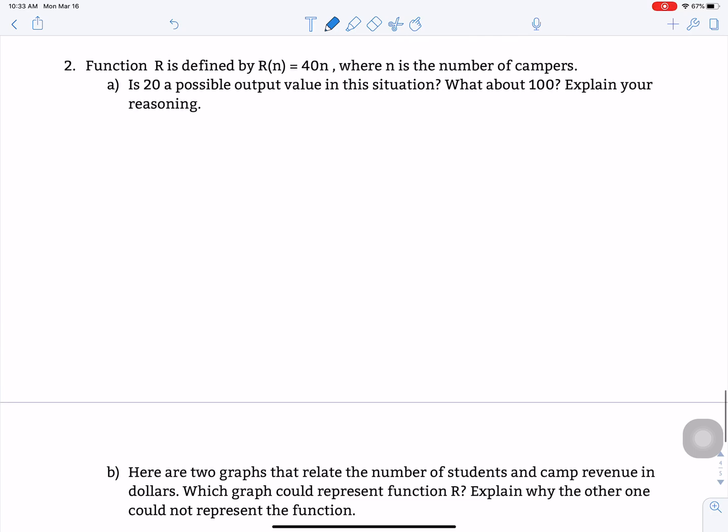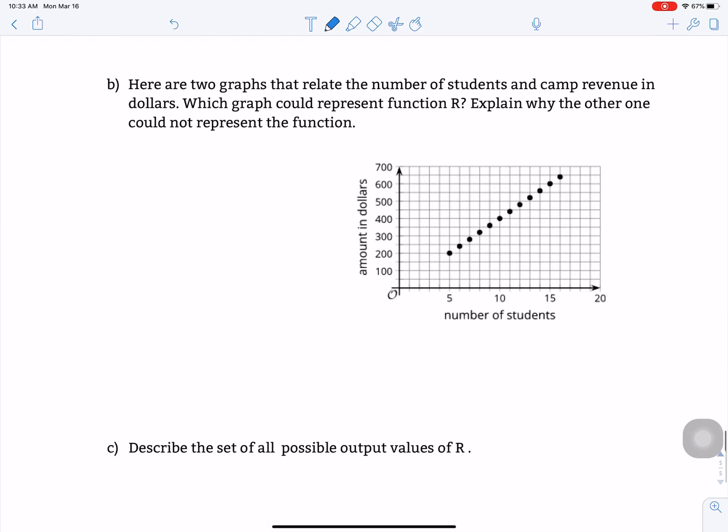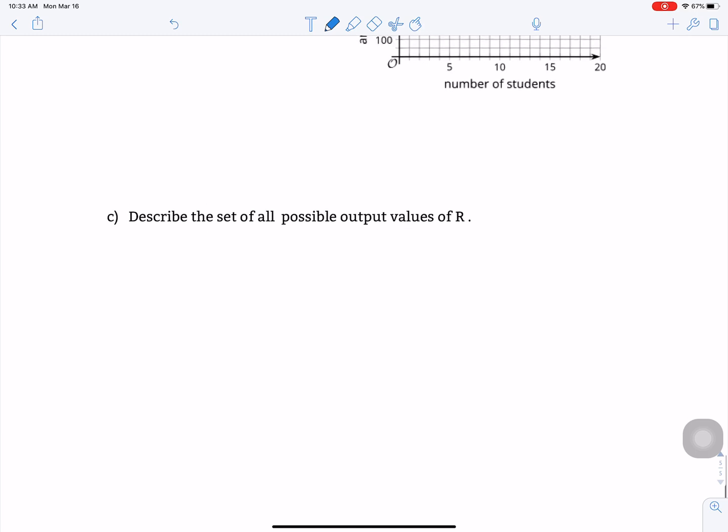And then we go through the other 2 functions. We're looking at those particular functions with the campers and writing about those numbers to see whether or not they're outputs. And then we're looking at a graph to see which ones should work. And then, again, describing what those output values would look like. And then you're uploading that into Classroom.